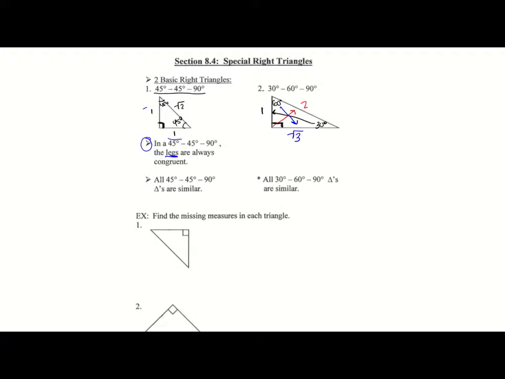And then we also know that all 45-45-90 degree triangles are similar. No matter how long the sides are, how big the triangle is, if they have 45-45-90 inside that triangle, they're always going to be similar. Same goes with 30-60-90 triangles. If our triangles all have 30, 60, and 90 degrees in their angles, then they are all similar, no matter how big they are.